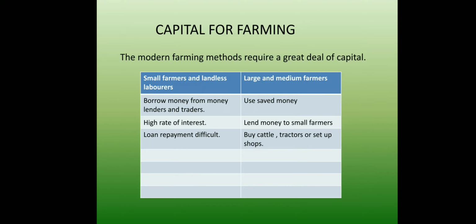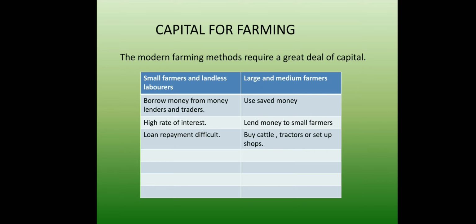You have already seen that the modern farming methods require a great deal of capital, so that the farmer now needs more money than before. Let us understand how these farmers arrange money for their cultivation. Small farmers and landless laborers mainly borrow money from lenders and traders. They get it at a high rate of interest, and the loan repayment becomes very difficult.